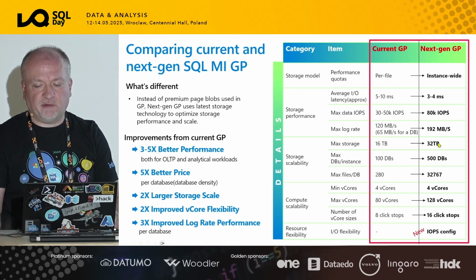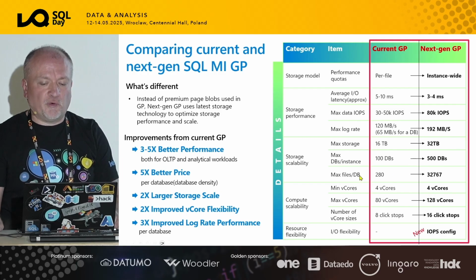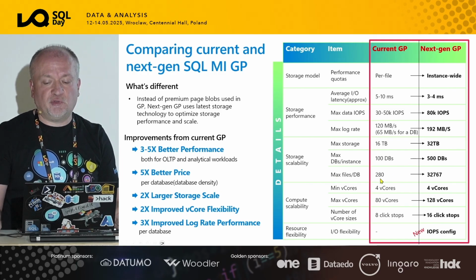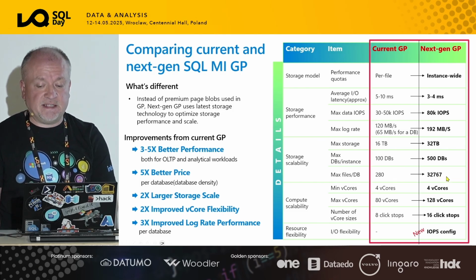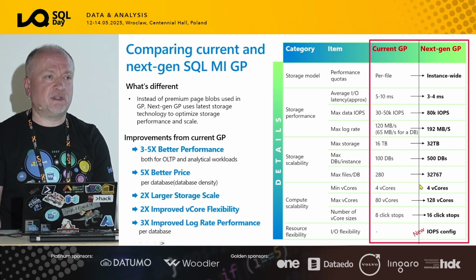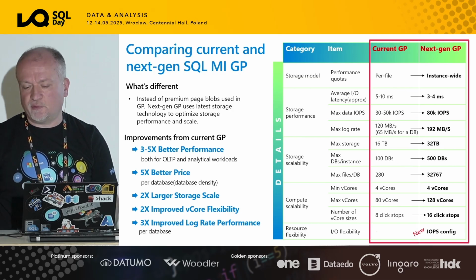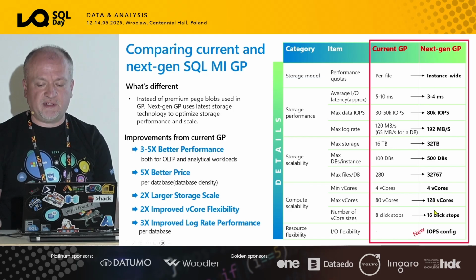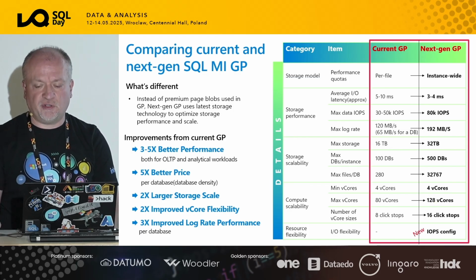Of course, we talked about maximum storage size in databases. For all of you who find this important, max DB files goes from 280 to 32,767. Minimum vCore stays the same for a singleton managed instance, of course; if you go to instance pools, you can get 2. And then up to 128 vCores, and then 16 click stops. That's the core count that you can choose.